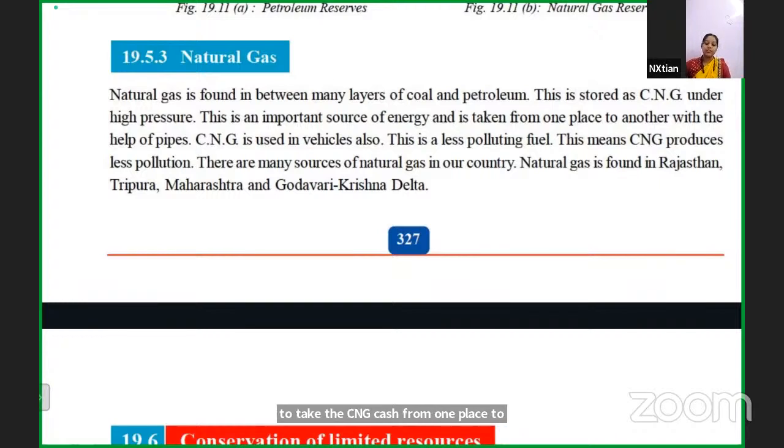CNG is used in vehicles also because it is a less polluting fuel. It causes very little pollution, so it is also used in vehicles. There are many sources of natural gas in our country. Natural gas is found in Rajasthan, Tripura, Maharashtra, and the Godavari Krishna Delta. These are the places where natural gas sources are there.